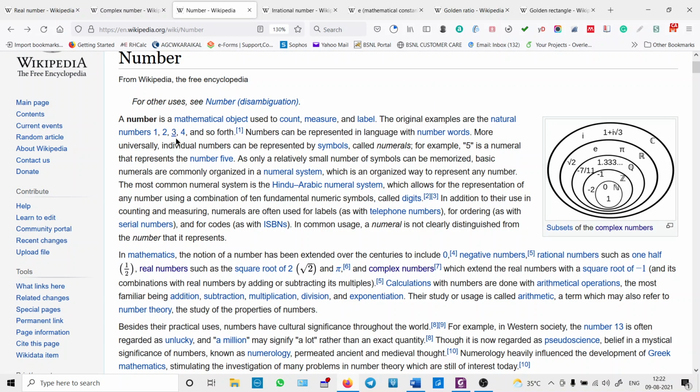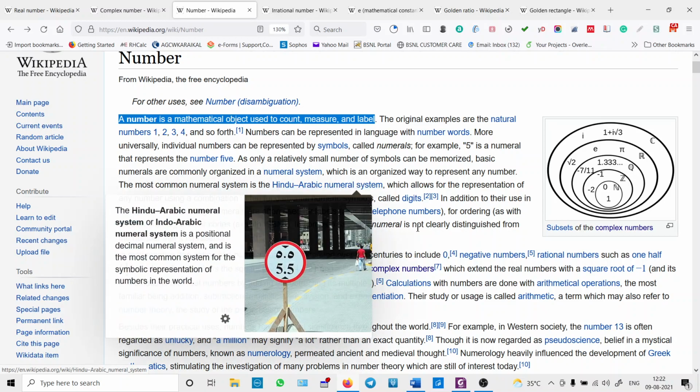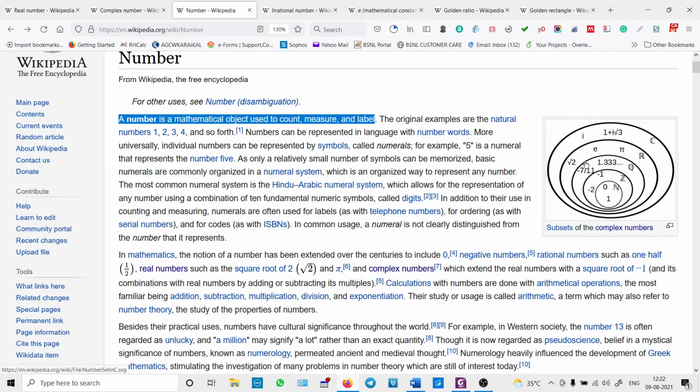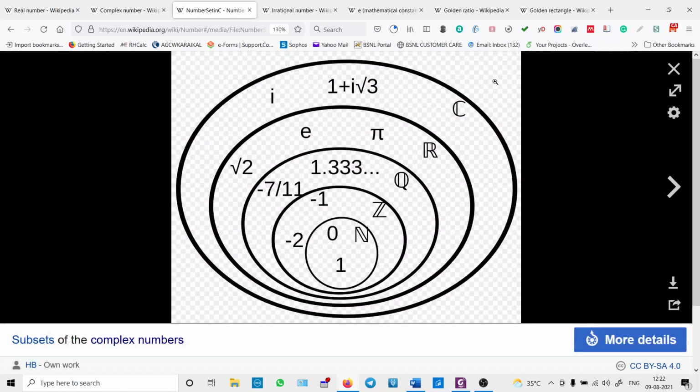I don't want to go very deep, since here you can see only the definition. What is a number? It is a mathematical object used to count, measure and label. And this is how they classify the numbers. Overall, this big circle we call complex numbers. All the complex numbers are of this type, a plus i times b. This is the imaginary part. So root 3 is the imaginary part and 1 is the real part. The set of all such numbers we call complex numbers.